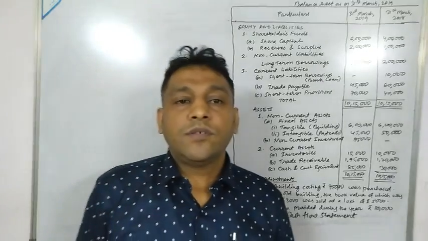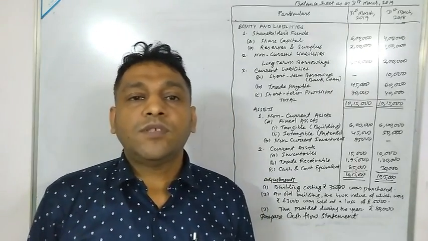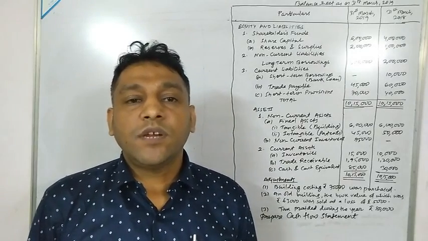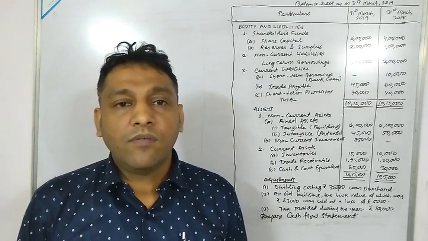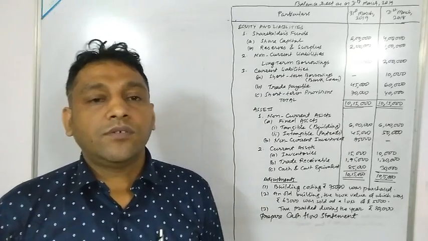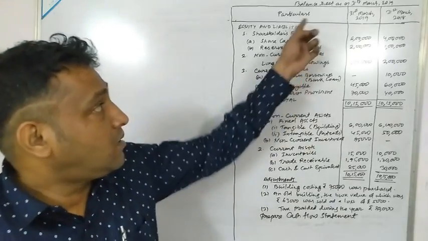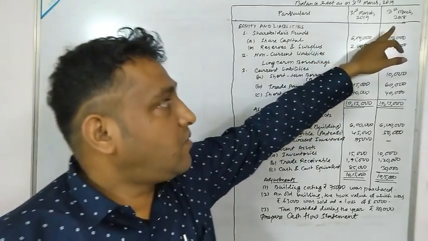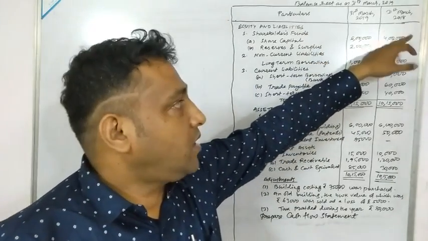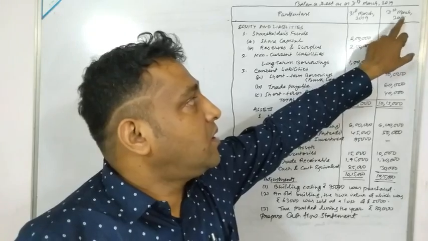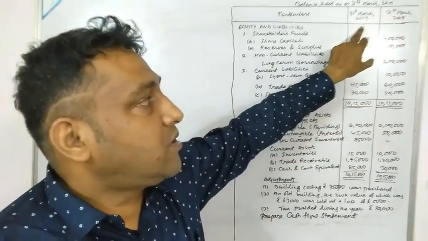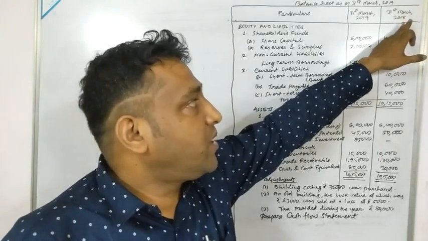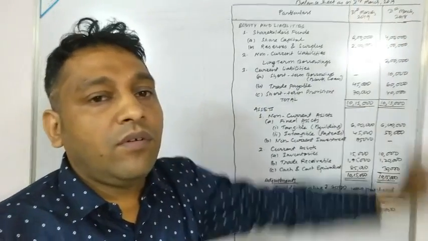So hello students, now we will solve the full-fledged question of cash flow statement. As we have discussed earlier, cash flow statements are to be prepared as per Accounting Standard 3 (Revised). From the board, your balance sheet has been given as on 31st March 2019 and 31st March 2018. 2019 would be considered the current year and 2018 the previous year. So from the previous year to the current year we are required to compare.